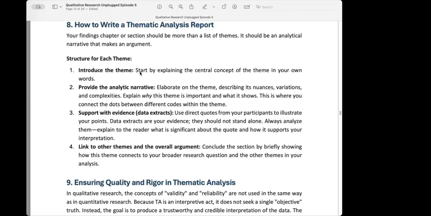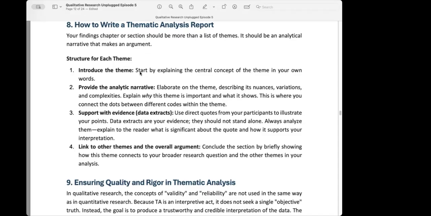Exactly. 3. Support with evidence, data extracts. This is absolutely crucial for establishing credibility and demonstrating that your interpretations are firmly grounded in the data, not just your opinion. You must use direct, well-chosen quotes or data extracts from your participants to illustrate and support your analytical points. These data extracts are your empirical evidence, your proof points, and this is key, they should never stand alone. Don't just drop a quote and move on.